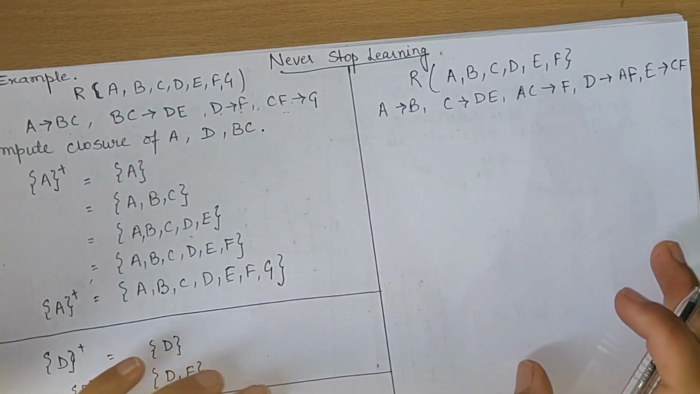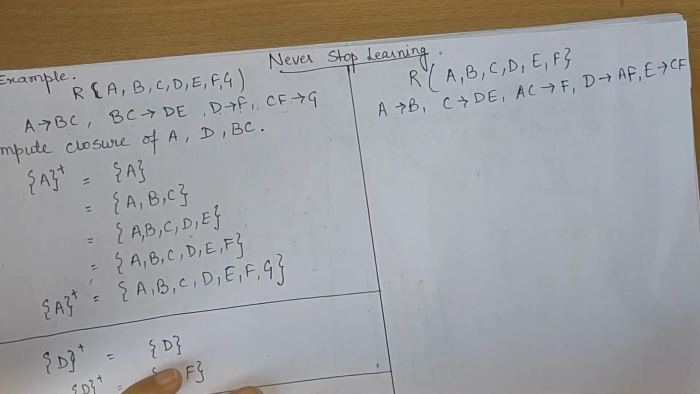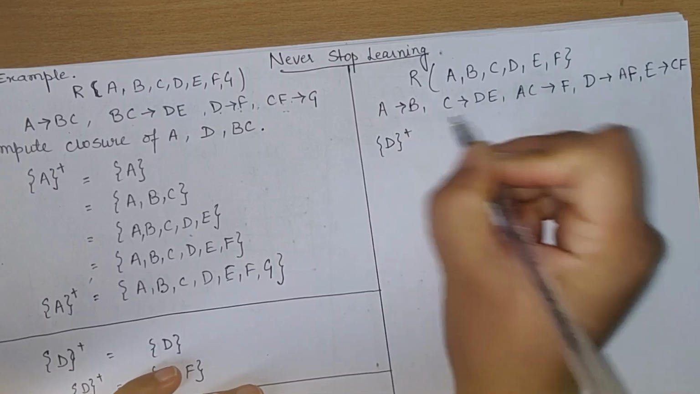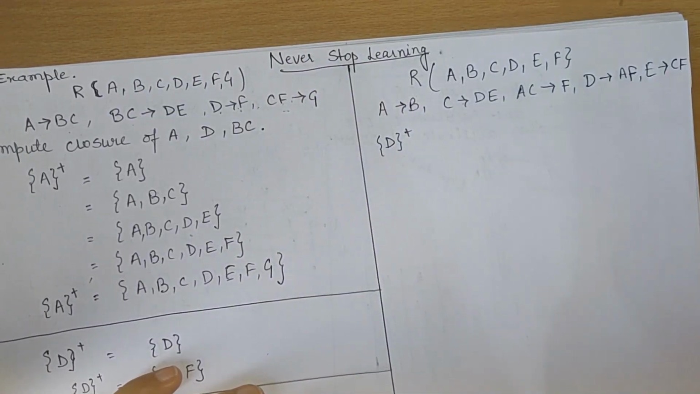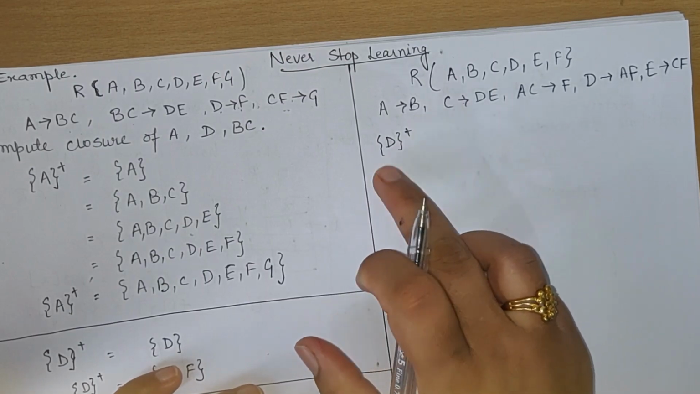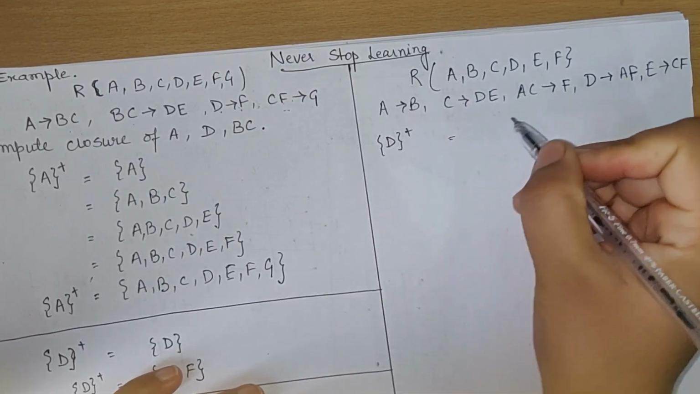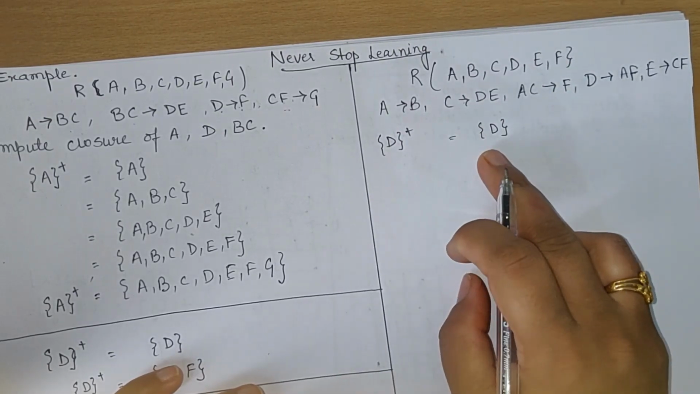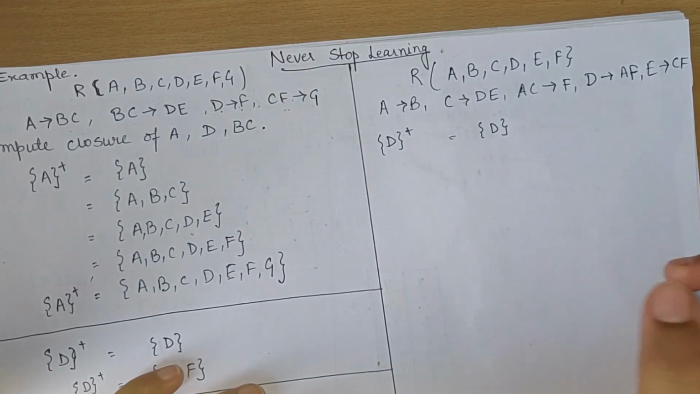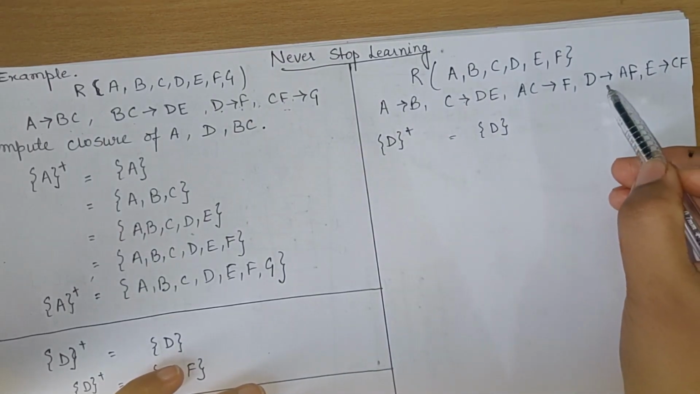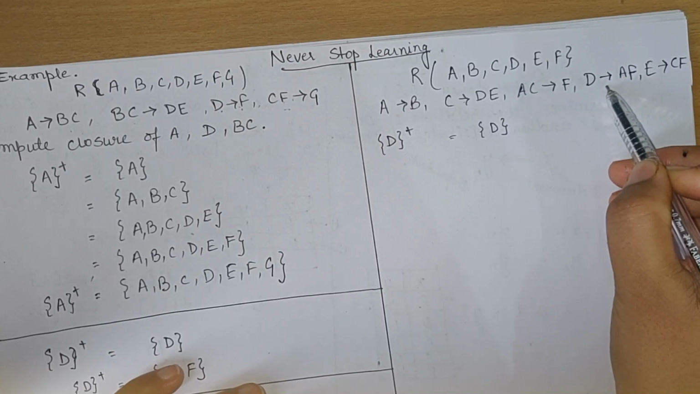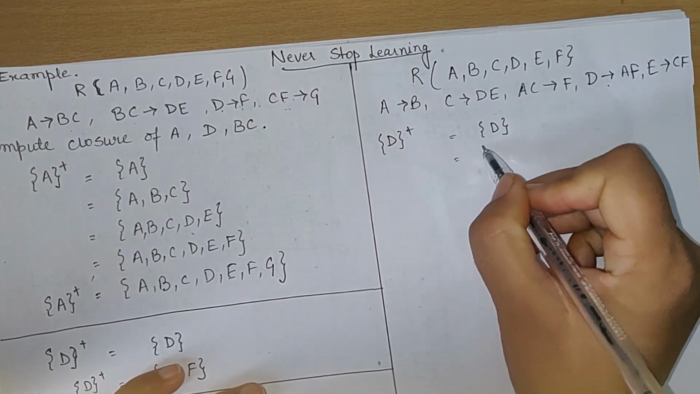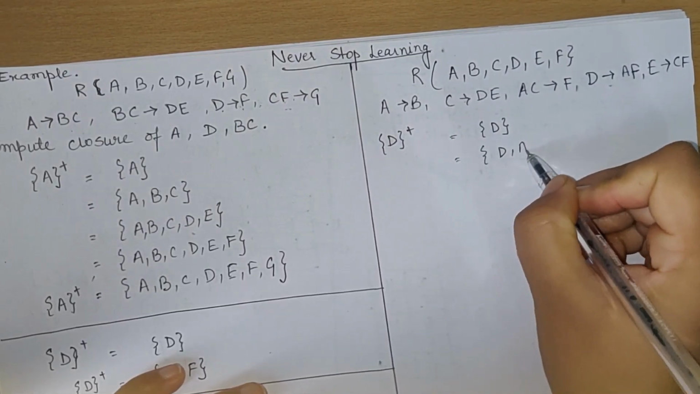Now let us suppose I want to calculate the closure for D. If I want to compute the closure for D, how should I write? I should write like this. Now I have D. What attributes can D determine? First thing, D can determine D. It can uniquely determine D, so I am writing D. Now I have to write those attributes which are functionally dependent. Here I can see a functional dependency: D determines AF. So from D, I can get AF as well.